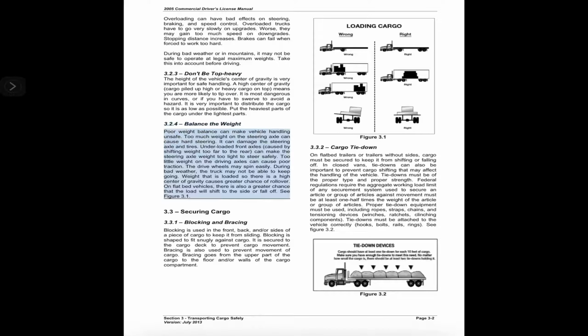3.2.4 Balance the weight. Poor weight balance can make vehicle handling unsafe. Too much weight on the steering axle can cause hard steering. It can damage the steering axle and tires. Underloaded front axles, caused by shifting weight way too far to the rear, can make the steering axle weight too light to steer safely. Too little weight on the driving axles can cause poor traction. The drive wheels may spin easily. During bad weather, the truck may not be able to keep going.